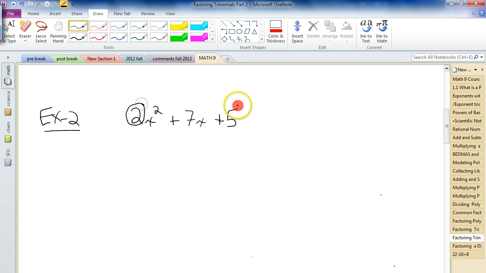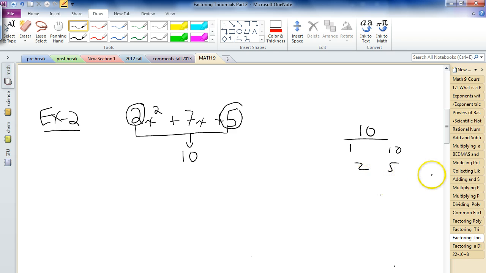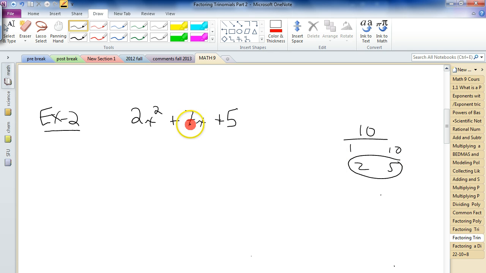You take the first term and the last term, you multiply them, gives you 10. And now we play the game with the 10, not the 5. We've got to take care of that 2. So 2 times 5 is 10. What are the factors of 10? 1 and 10, 2 and 5, and that's it. So 2 and 5 are going to work. They will give you 7x.